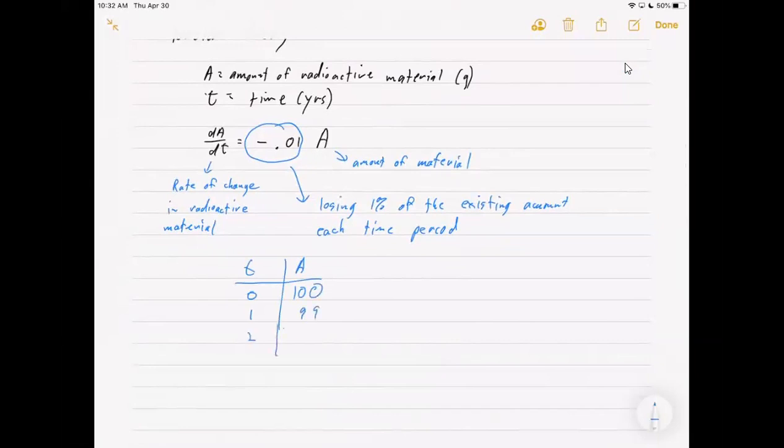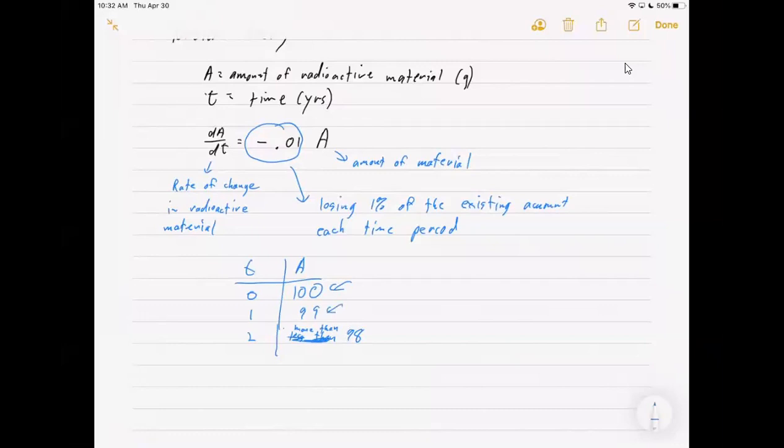Okay. Now at time 2, the answer will be less than 98. Because we're not losing 1 gram. I'm sorry, we're going to have more than 98 because we don't keep losing 1 gram. When you have 100 grams, 1% of that will be 1, and so you would lose 1 gram.